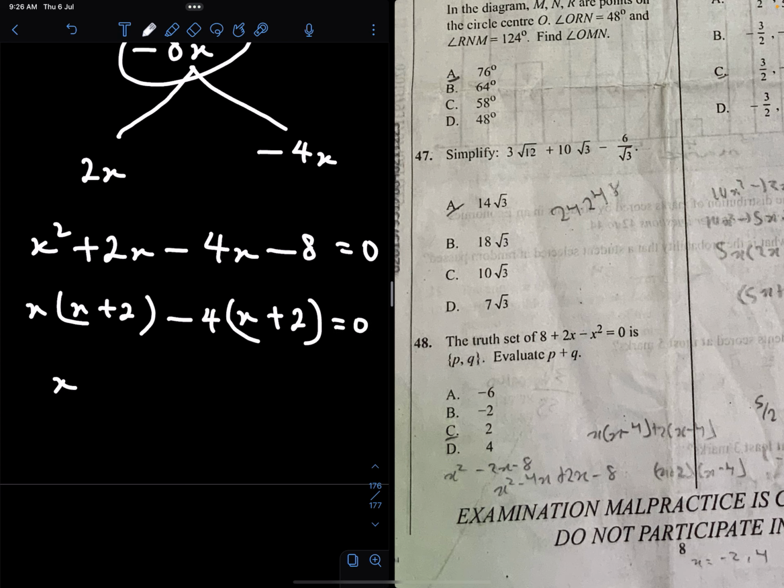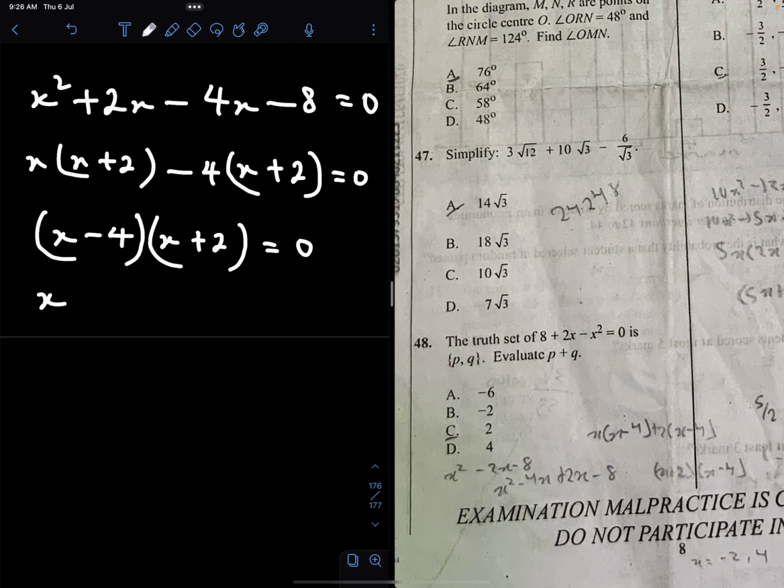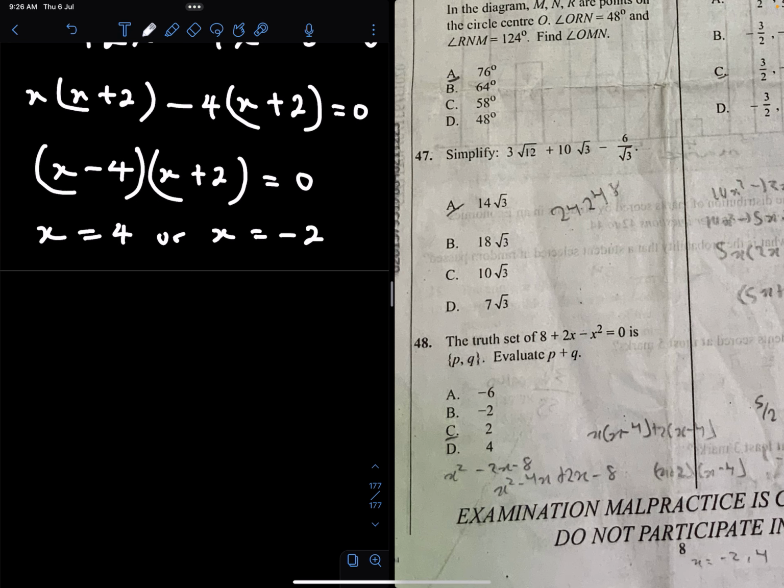And that simply means (x minus 4)(x plus 2) equals 0. That means x minus 4 equals 0, which means x equals 4, or x plus 2 equals 0, which means x equals minus 2. So p is 4 and q is minus 2.